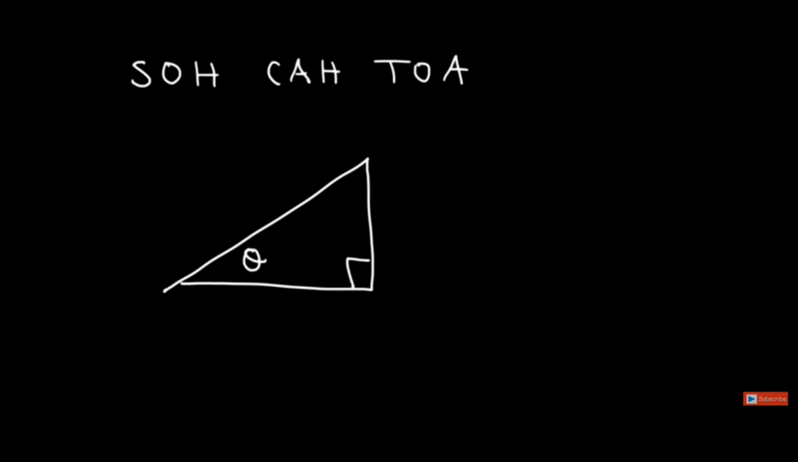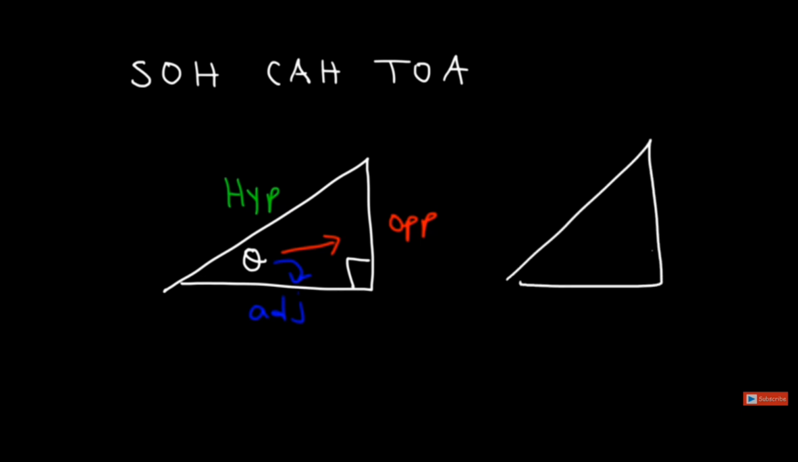Now, there are three sides of this triangle that you need to be familiar with. Opposite to theta, this is the opposite side. And next to the angle theta is the adjacent side. And across the box, or the right angle of the triangle, is the hypotenuse. That's the longest side of the triangle.